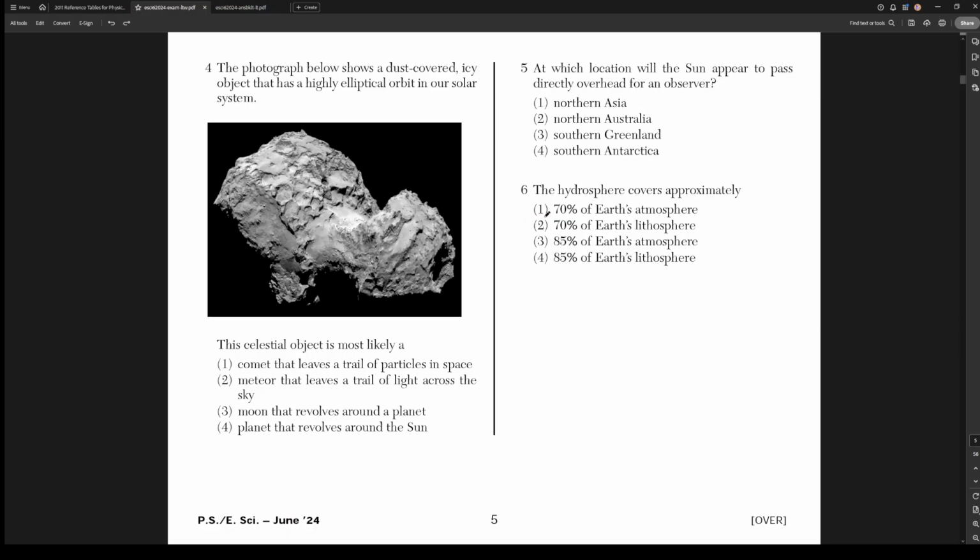Alright, number 4. The photograph below shows a dust-covered icy object that has a highly elliptical orbit in our solar system. Something that's very elliptical means that if this is the sun, it's going to be going very oval essentially. That's probably going to be a comet, especially since it's icy. So number 1 looks good. Meteors don't have highly elliptical orbits. It's not a moon and it's not a planet, so that's a comet.